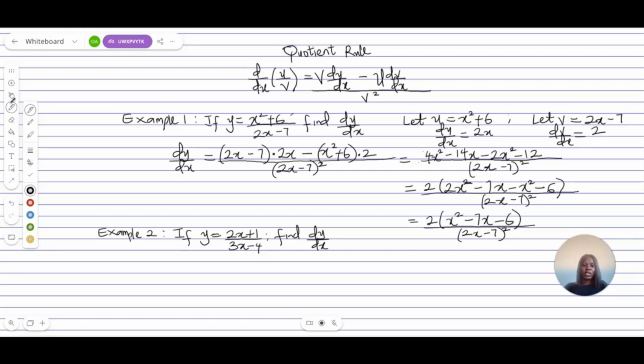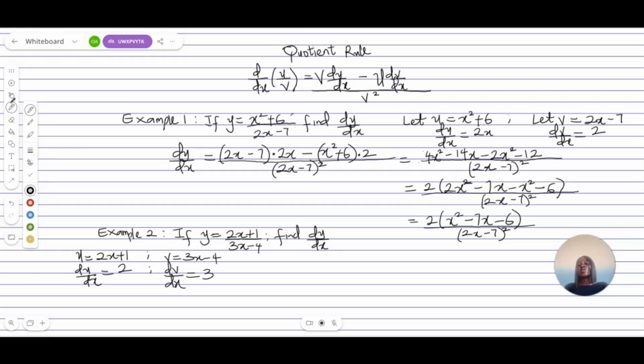So you know already, this is my u, this is my v. So my u is equal to what? 2x plus 1. My v is simply what? 3x minus 4. What's the derivative of u? You know I need my du dx. My du dx is simply what? Just 2.